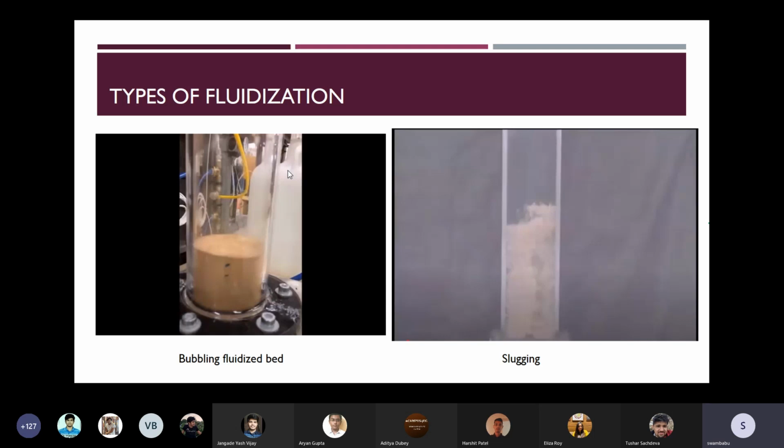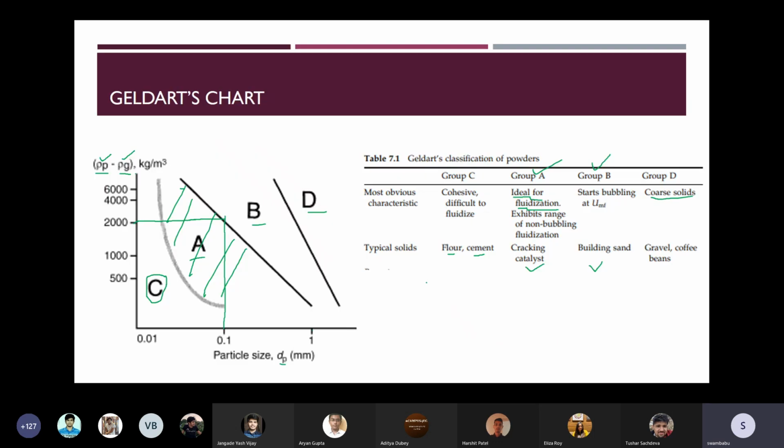There are different types of fluidization. Let's say this is the fluidizing bed. A simple fluidizing bed is a simple cylindrical pipe where particles are uniformly distributed. So this is uniform fluidization without any bubbles, without any obstructions, without any problems. But such fluidization conditions are very, very rare.